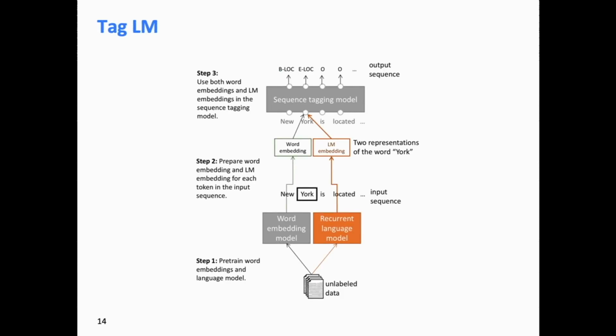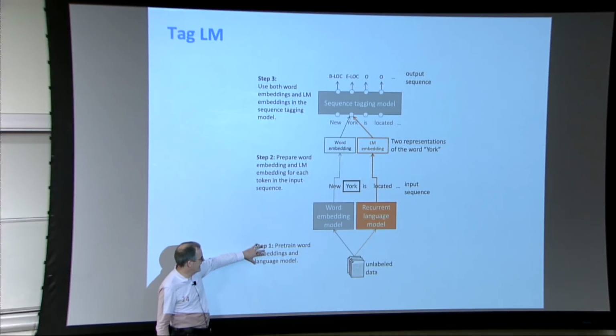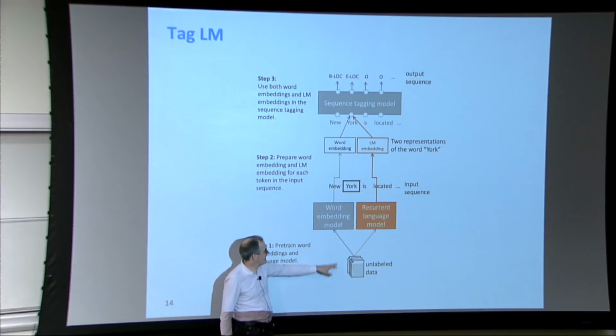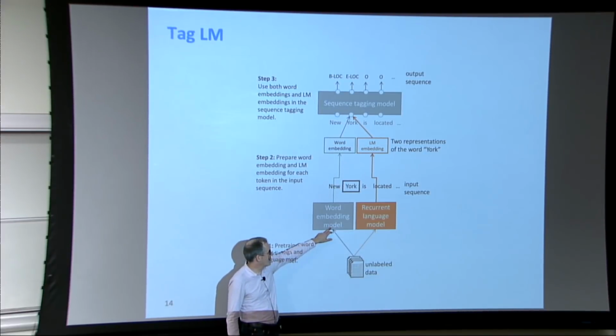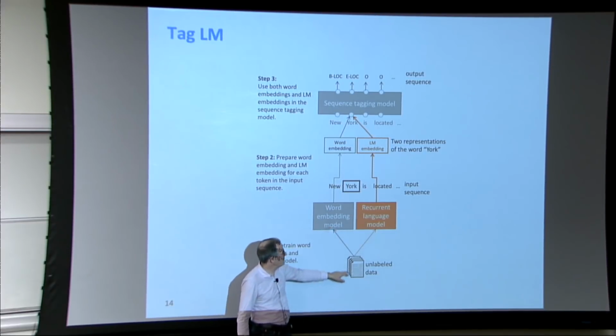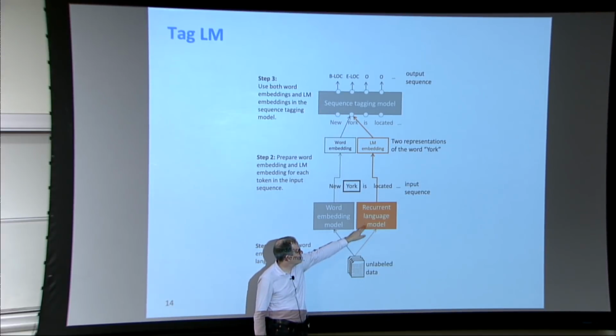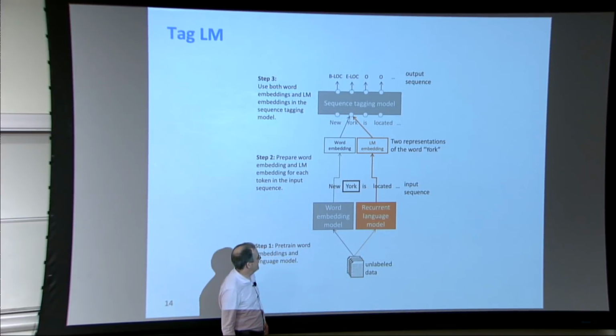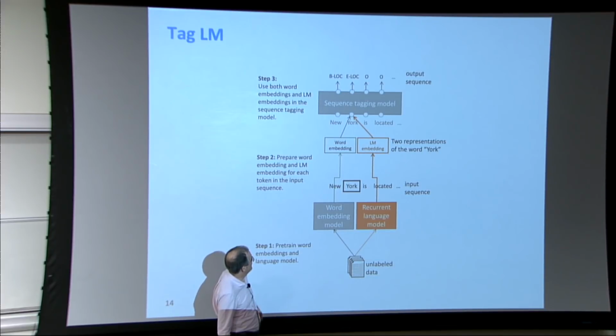We start off with a ton of unlabeled data, and from that unlabeled data, we can train a conventional word embedding model like word2vec, but we can also at the same time train a neural language model, something like a bi-LSTM language model.